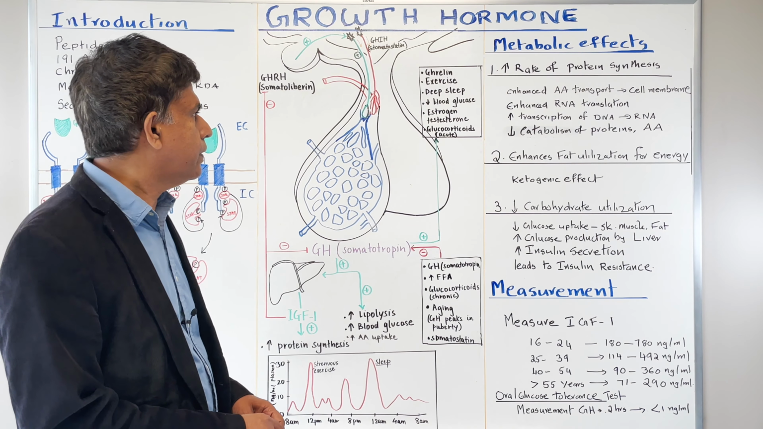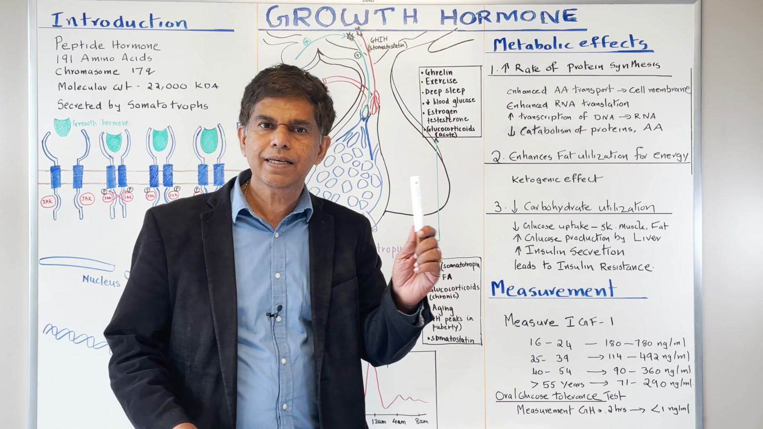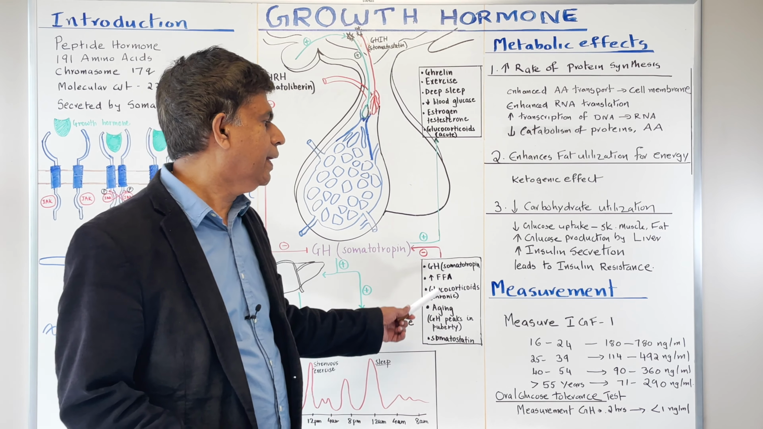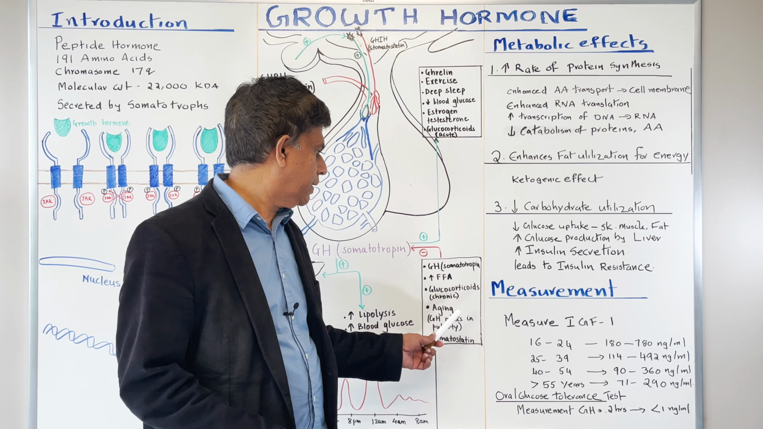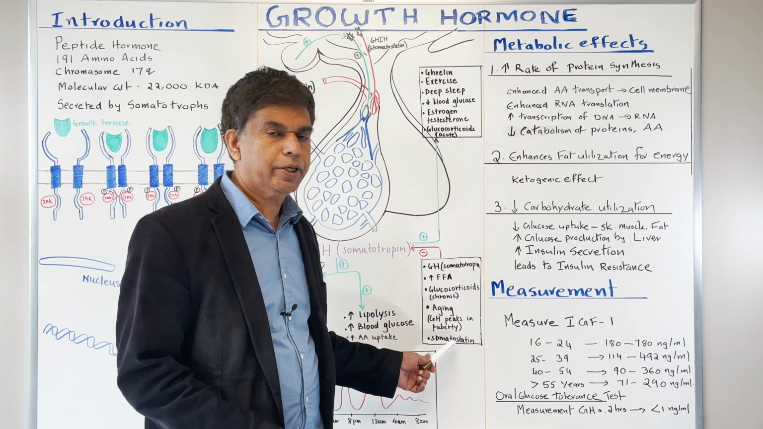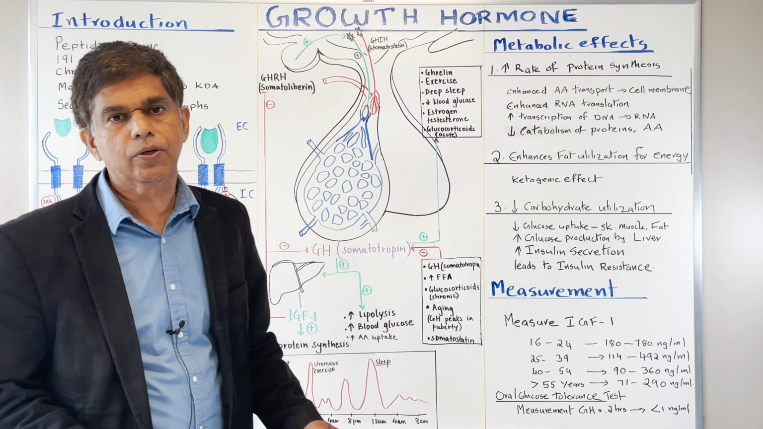Okay. Now, when we talk about the things that inhibit growth hormone release, it is very important. Even growth hormone itself can inhibit it, along with increased fatty acids, glucocorticoids, aging, and somatostatin. All of this can inhibit the growth hormone.